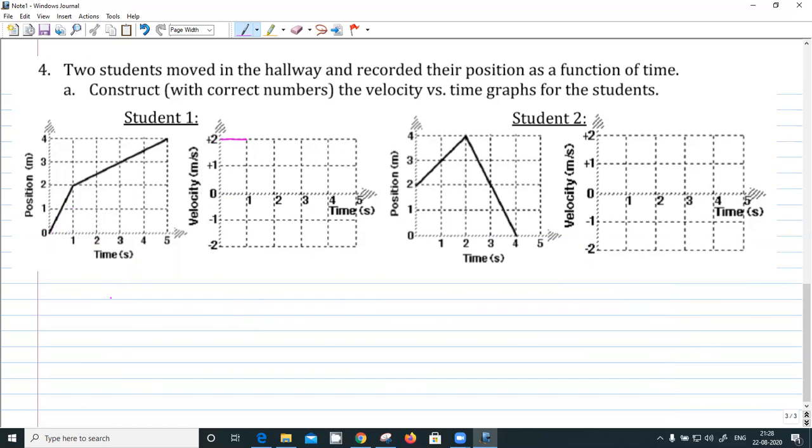Hold on. From 0 to 1, okay. After that, the distance traveled, see, this is the time. The distance traveled is this much, 2 meters, and the time is 4 seconds, right? So the velocity is 2 by 4, half a meter per second.